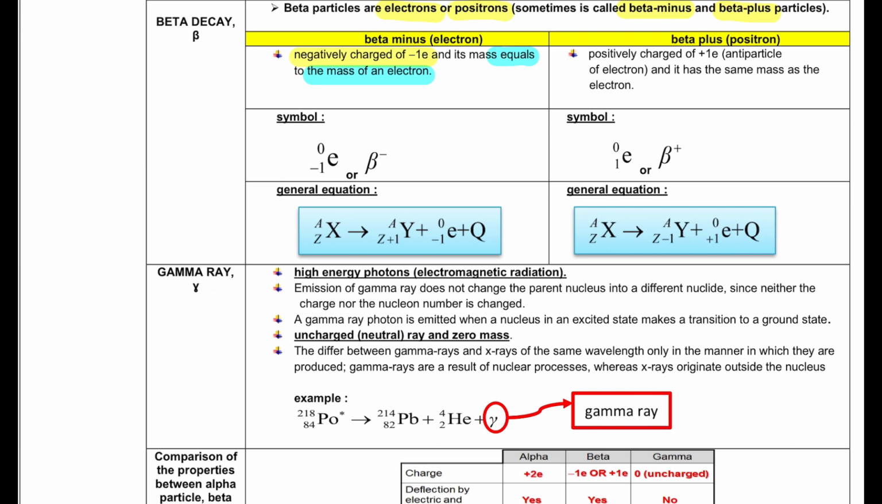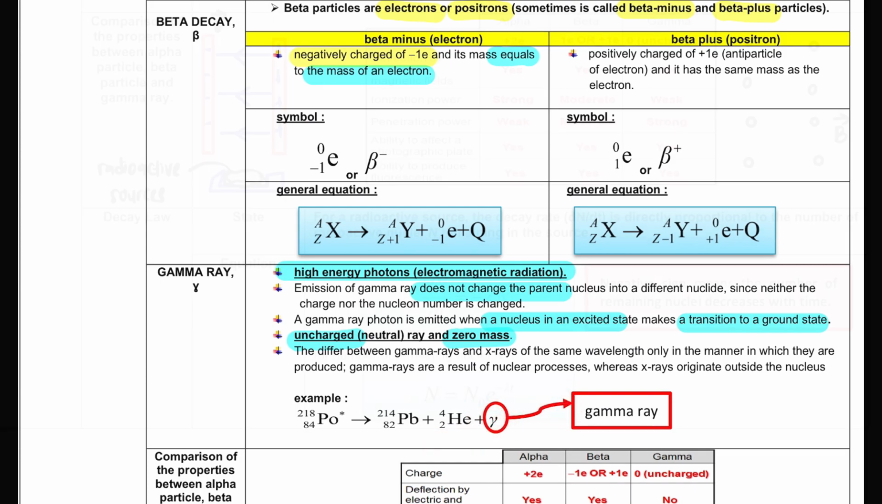Gamma rays are high energy photons or electromagnetic radiation. The emission of a gamma ray doesn't change the parent nucleus because it has no charge and has zero mass. A gamma ray photon is emitted when a nucleus in an excited state makes a transition to a ground state. Gamma rays and X-rays of the same wavelength differ only in the manner in which they are produced. Gamma rays are a result of nuclear processes, whereas X-rays originate outside the nucleus.